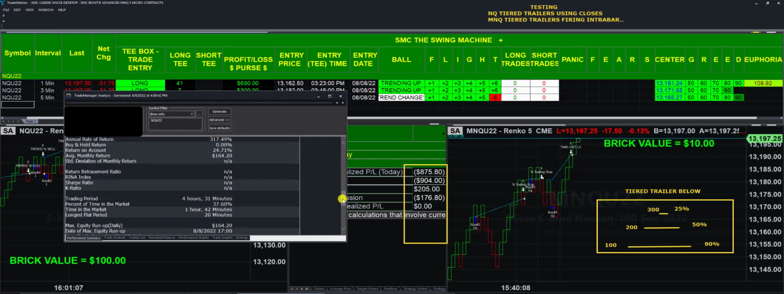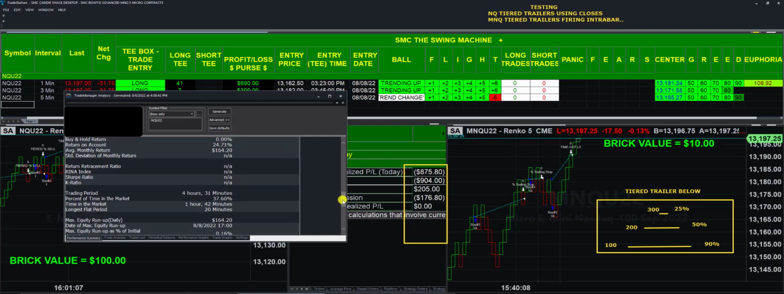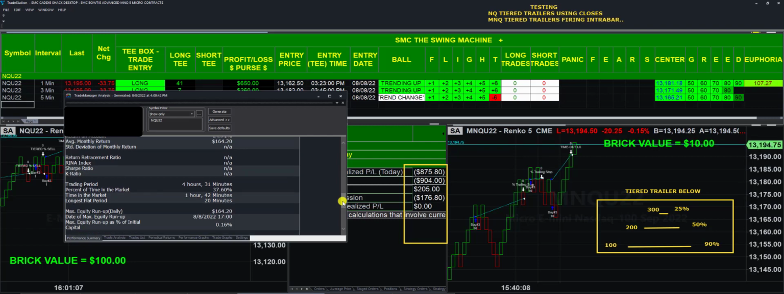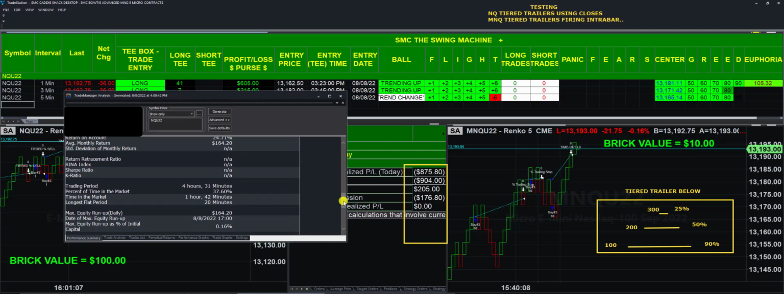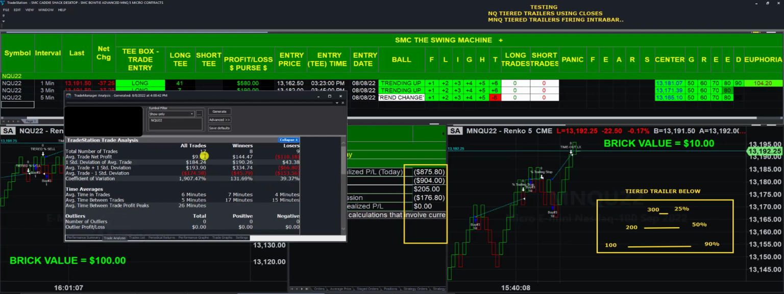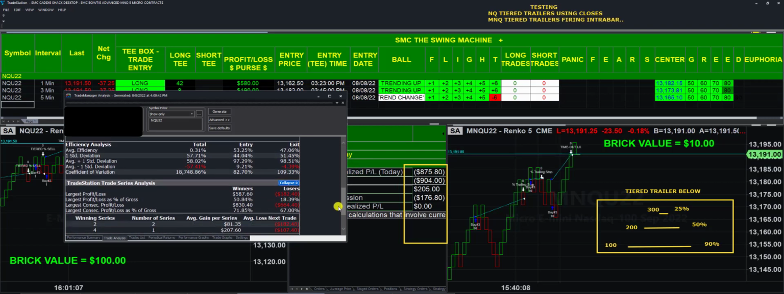And so here we have it. So the trading period was 4 hours and 31 minutes. Percent of time in the market, 37%. And the longest flat period, 20 minutes. All right. So now we can take a look further at the trade analysis. Average time in trades was 6 minutes. It's kind of interesting. And there might be other things that interest you.